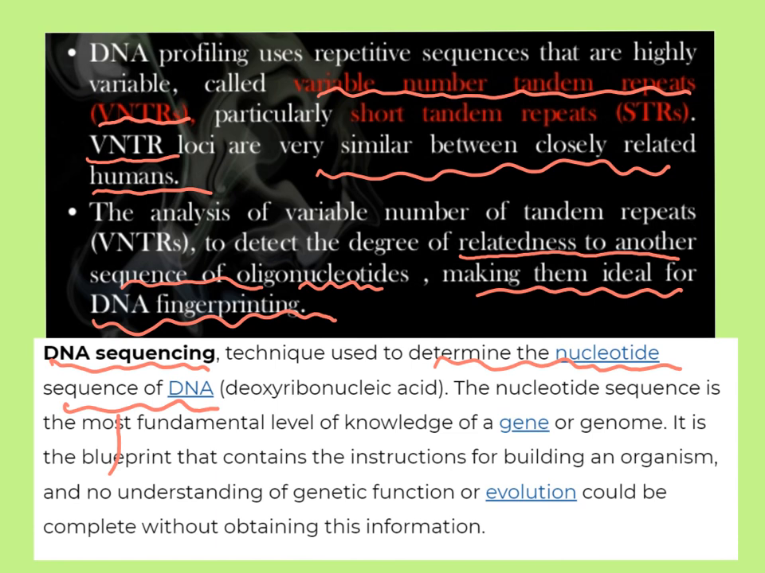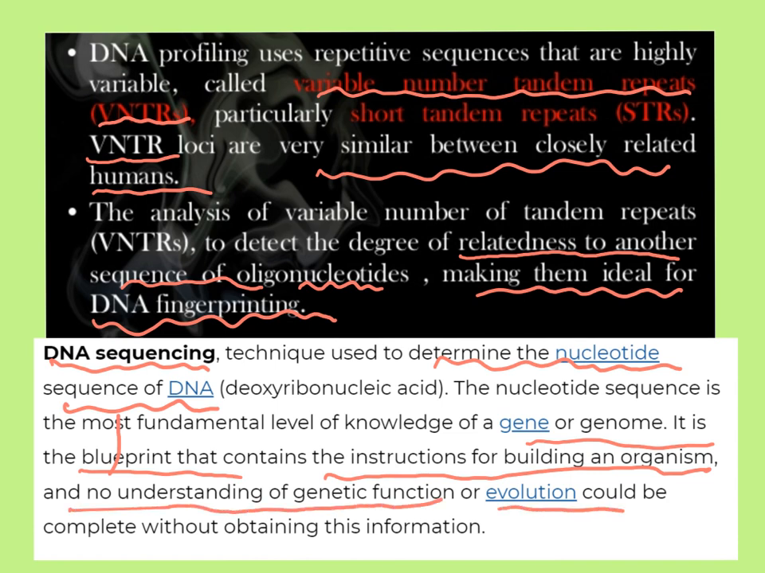Nucleotide sequence is the most fundamental level of knowledge of a gene or a genome. It's the blueprint that contains the instructions for building an organism. No understanding of genetic function or evolution could be completed without obtaining this information. So if we need to study evolution in a more scientific way, we need to understand the sequencing of DNA in the whole genome.